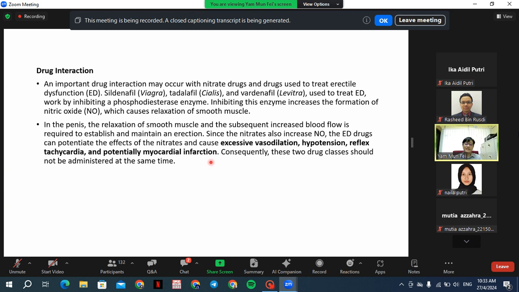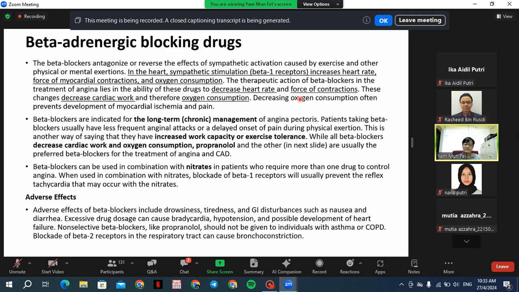So bear in mind when you want to prescribe these drugs, you have to understand whether the patient is taking another type of drug or not, especially drugs that share the same mechanism of action.